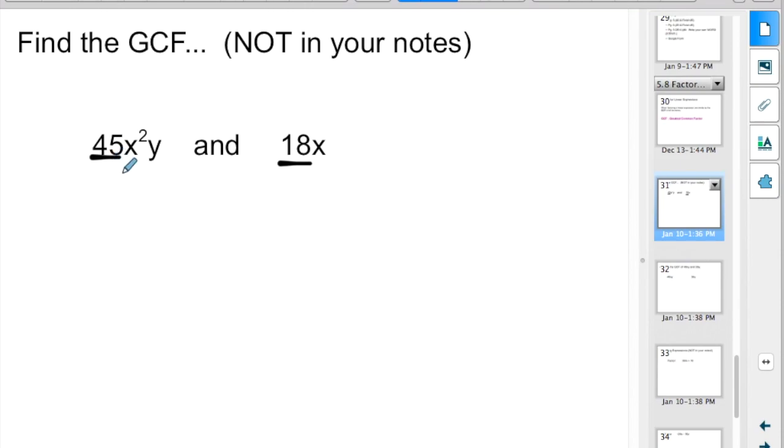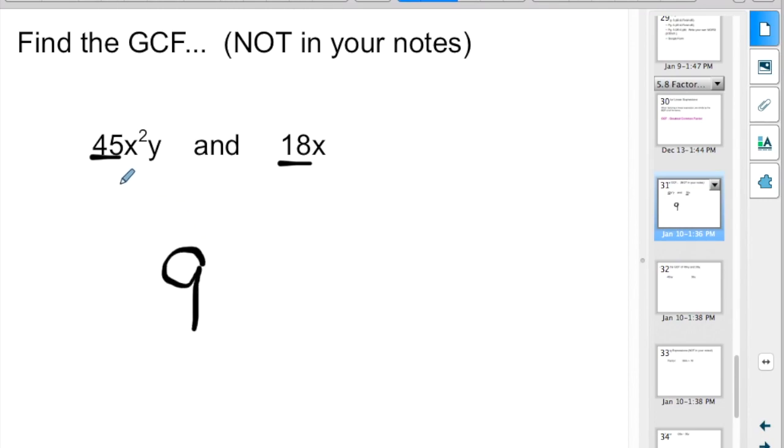So I want you to take note. We have 45x squared y and 18x, and we want to know the greatest factor that we can divide out of both of those terms. So to begin, we focus on the coefficients. 45 and 18, we need to find the GCF of those two numbers. You can do this by listing the factors or even using a factor tree. I don't care how you do it, as long as you arrive at the number 9. 9 is the greatest number that can divide into 45 and also into 18. So that's our GCF of the coefficients.